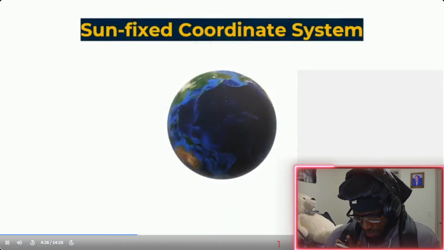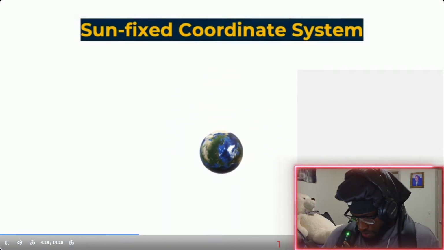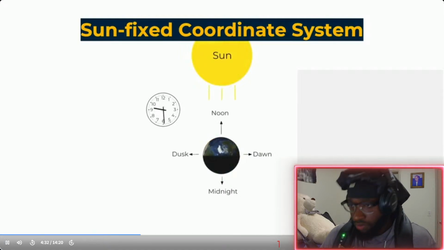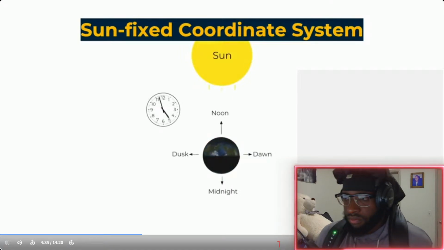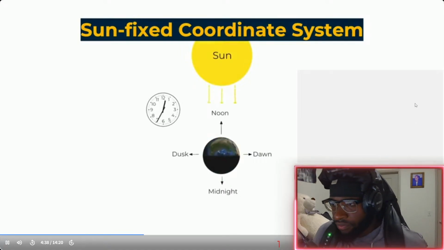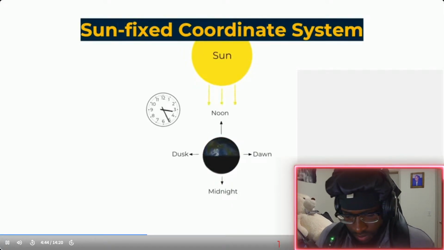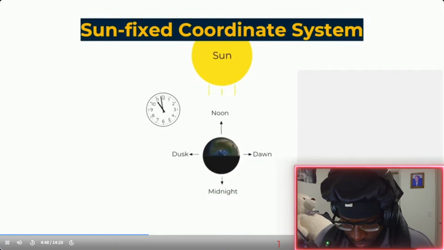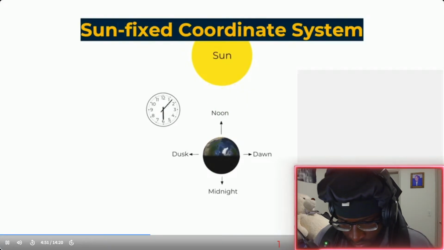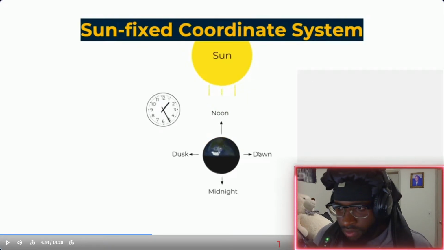So in order to understand that, let's talk about local times. When we look at the Earth with respect to the sun, we have towards the sun, which we define as noon. If we go away from the sun, we have midnight. And then we have dawn and we have dusk. We think of it as the sun is coming up and the sun is going down. But really, the Earth is rotating through this coordinate system, this sun-fixed coordinate system.